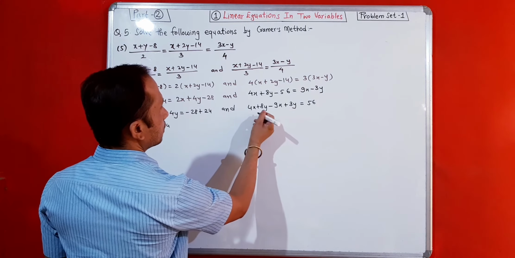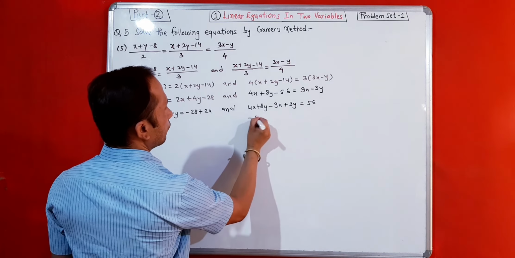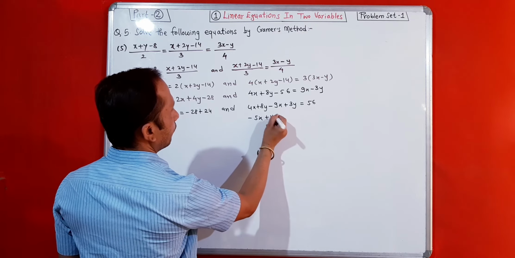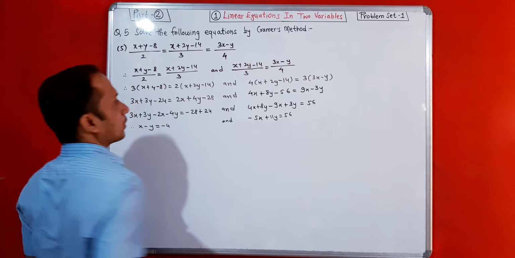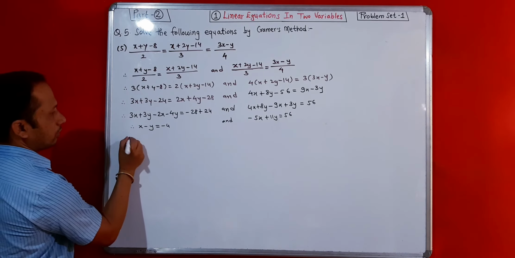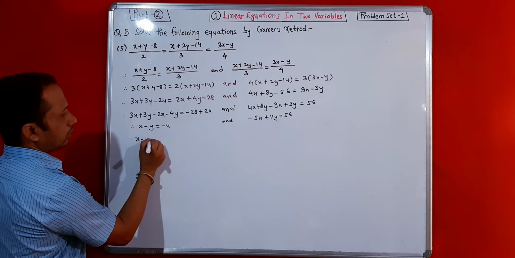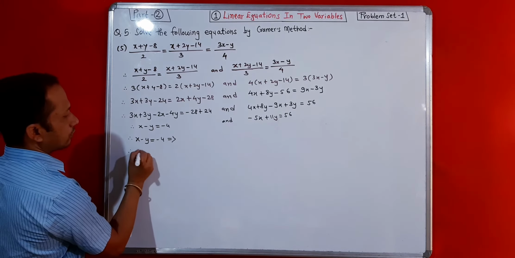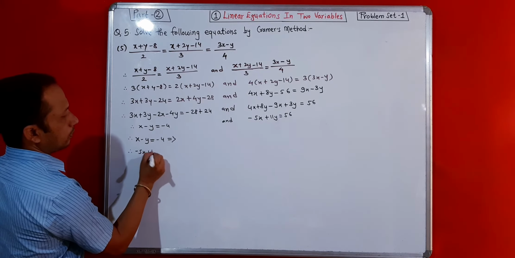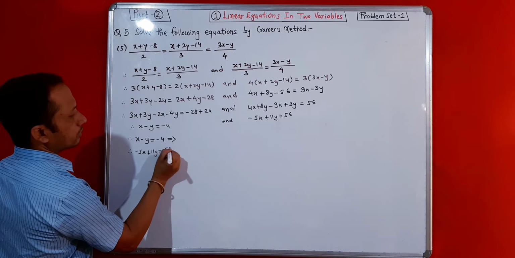Then this is the second: 4x minus 9x, that is minus 5x, and 11y equals 56. This is the second. Therefore, I am writing here: x minus y equals minus 4, and therefore this minus 5x plus 11y equals 56, this is the second.